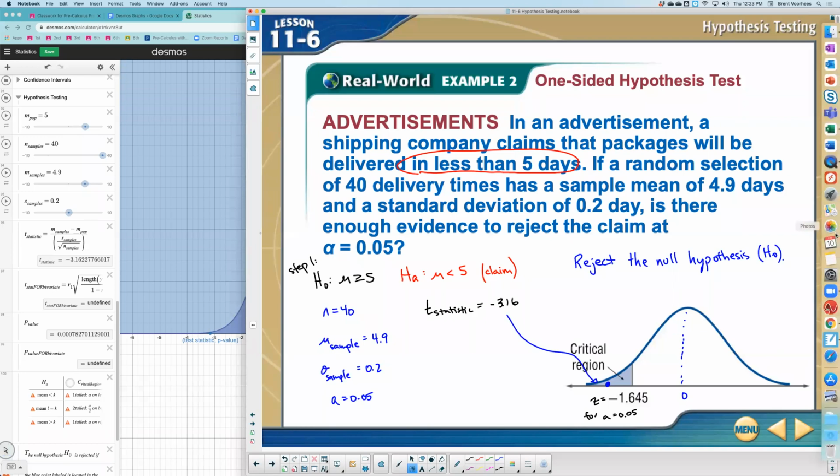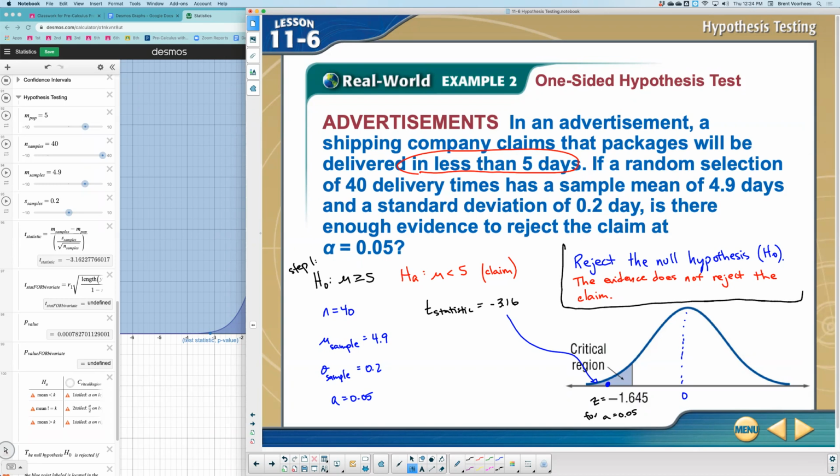So I guess I could go ahead and write that out here. The evidence does not reject the claim, which is the alternative hypothesis. So the evidence does not reject the claim. So you could write your answer either way here, but whenever you write it, and this is what I was saying, it's a little confusing: you don't always say we accept it. What you do is you either reject or you fail to reject, meaning you do not reject. So we reject the null hypothesis. The evidence does not reject the claim based upon where that t statistic was located.